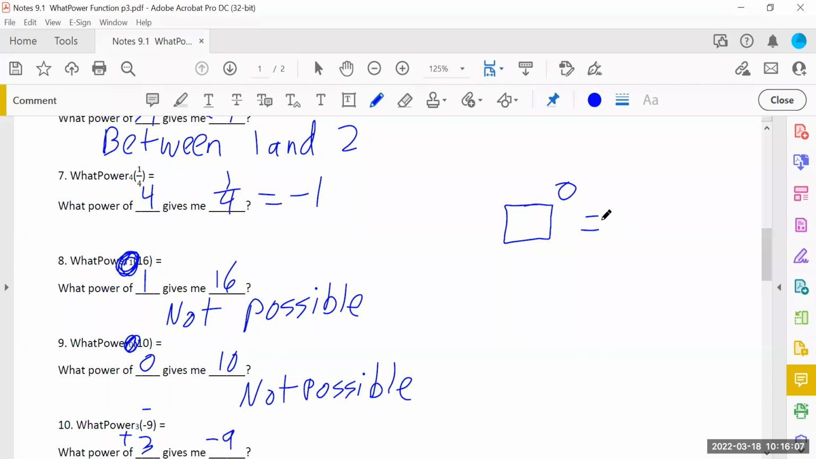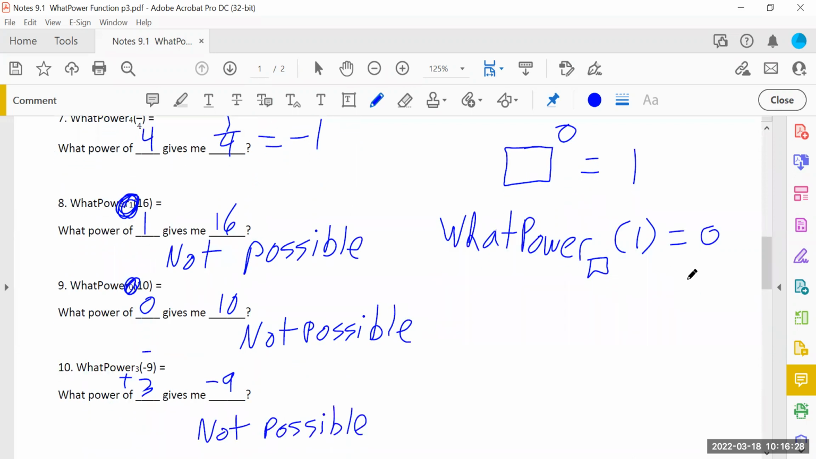1. It's up on the board over there too. Anything to the 0 power is 1, which means if you're doing a what power of anything, what power base anything of 1 is always going to be 0. Doesn't matter what's down here. If you're wanting to get 1, your exponent is 0 every time.